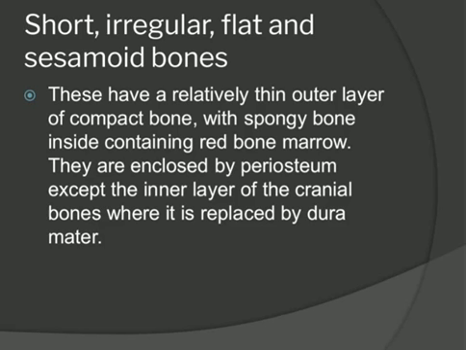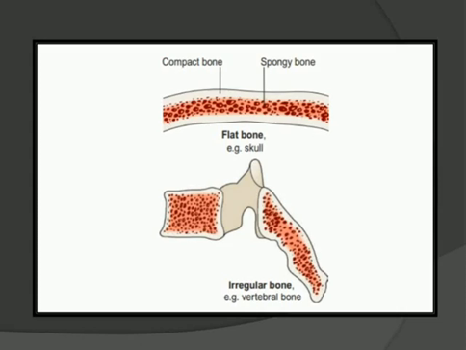Coming to the short, irregular, flat, and sesamoid bones, these bones have a relatively thin outer layer of compact bone with spongy bone inside, which contains your red bone marrow. Now these are two examples of flat and irregular bones. The first image is of a flat bone, like the bones present in the skull, and the second is an example of an irregular bone, like the bones present in the vertebral column.